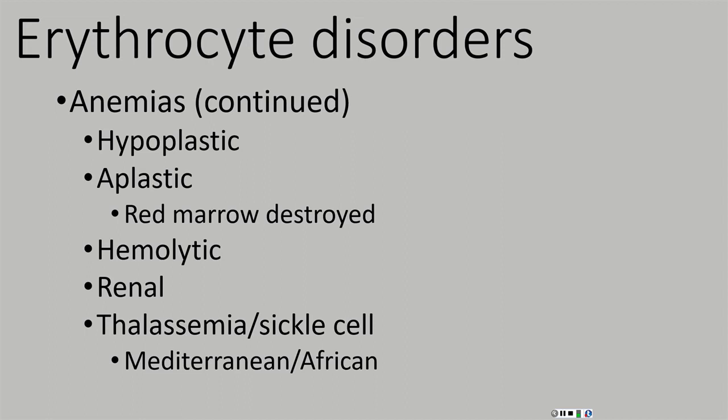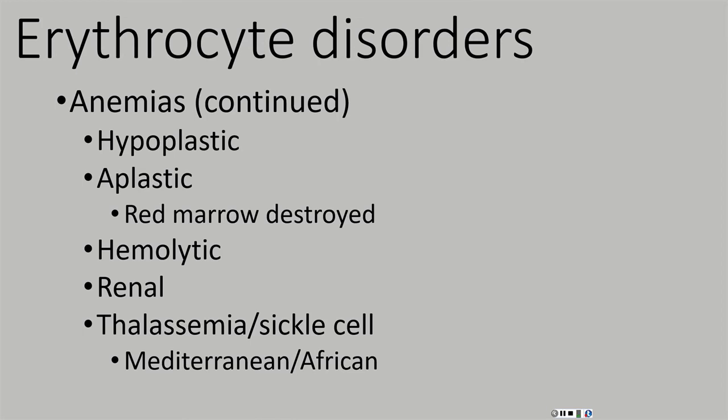Next is hypoplastic anemia, and I want to go ahead and talk about aplastic anemia at the same time because they're really, really similar. Hypoplastic anemia is just reduced function of the red bone marrow to make erythrocytes. So the erythropoiesis slows down a lot. In aplastic anemia, it goes even further and it stops completely. And the reason that it stops completely is something has destroyed the red bone marrow. So hypoplastic, the red bone marrow is not functioning enough. In aplastic anemia, it's not functioning at all because something has destroyed it.